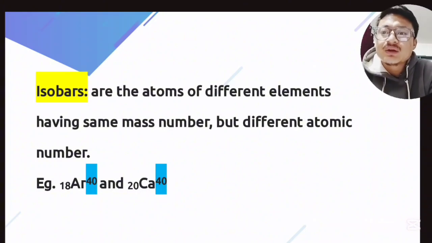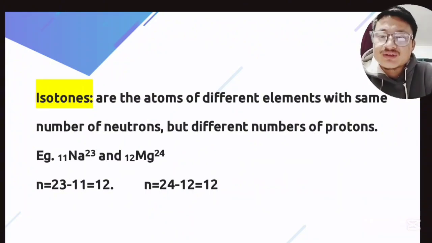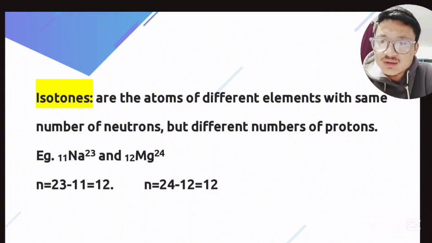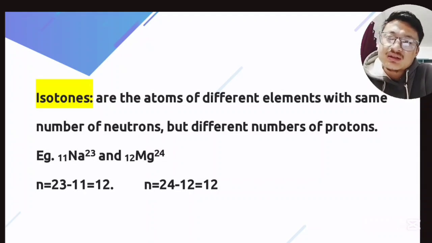Next we have isotones. What is meant by isotones? Isotones are the atoms of different elements with the same number of neutrons but different numbers of protons. Isotopes have the same atomic number but different mass number, and isobars have different atomic number but the same mass number. Isotones means the same neutron number.